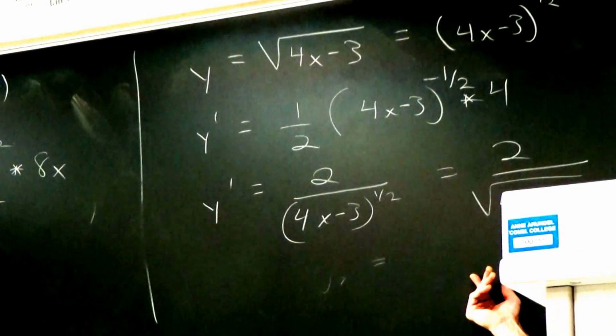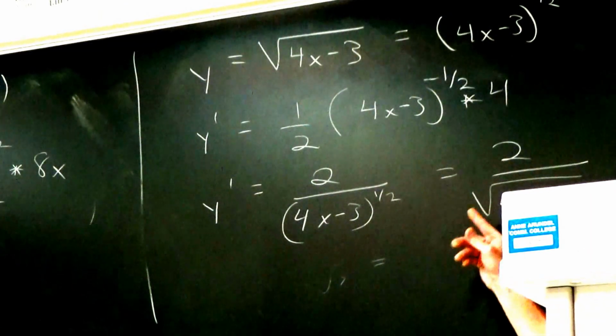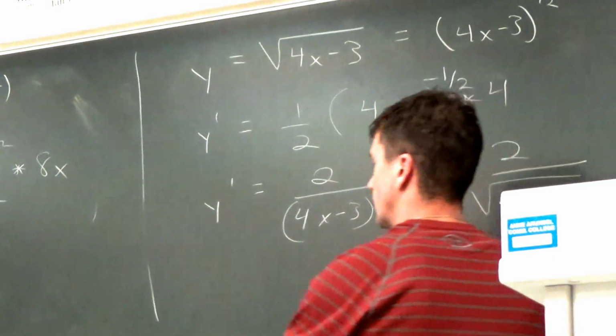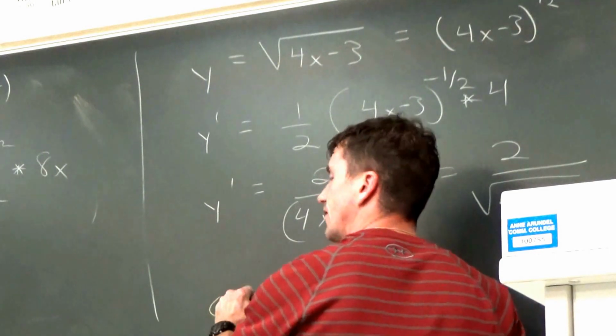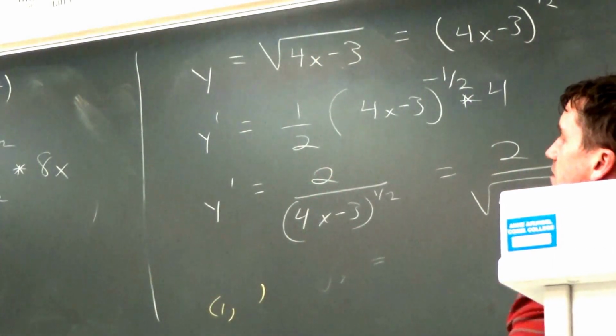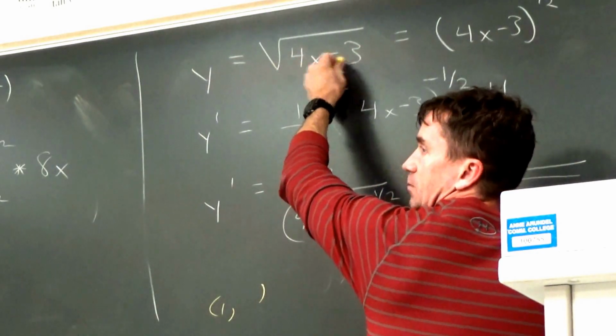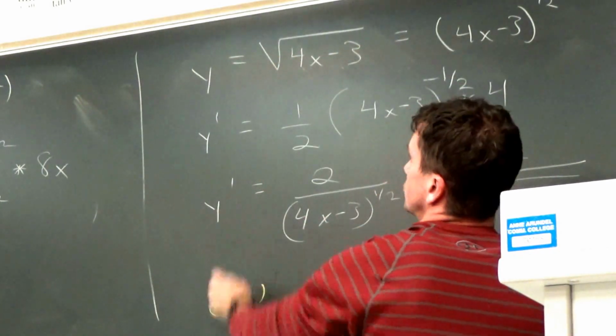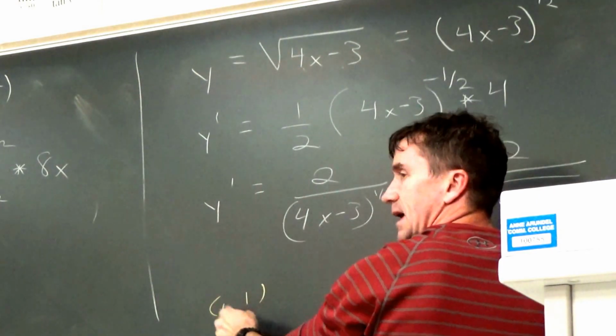Find the equation of the tangent line drawn to the curve at the point x equals 1. At x equal to 1, what's the y value associated with this on the original curve? 4 minus 3 is 1. What's the square root of 1? 1. So could you find the equation of the tangent line drawn to this curve at that point?